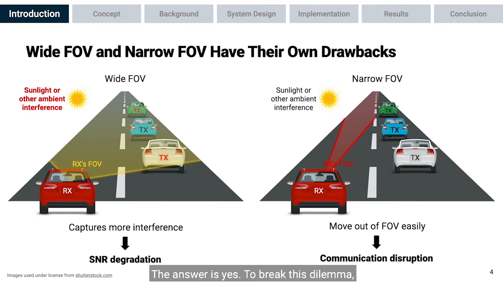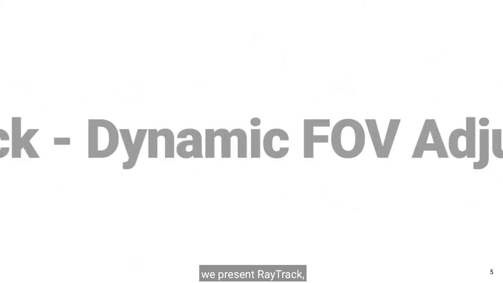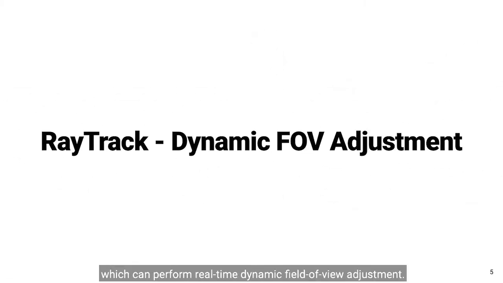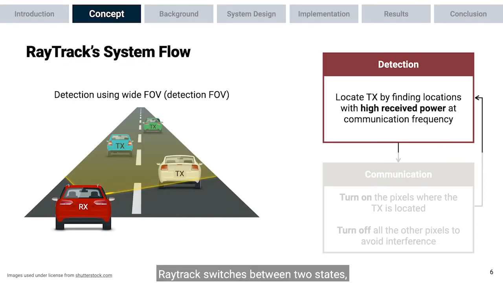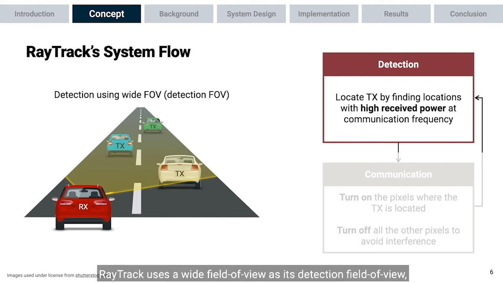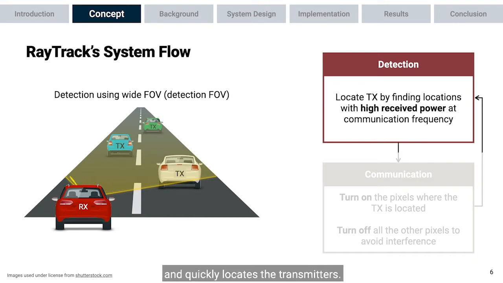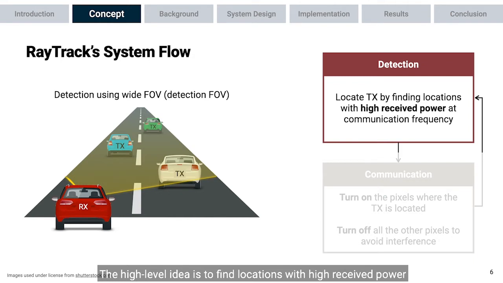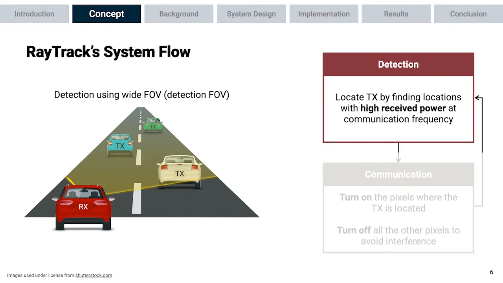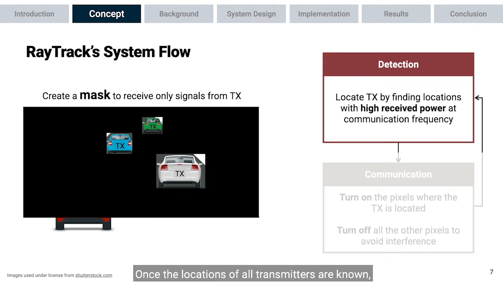The answer is yes. To break this dilemma, we present RayTrack, which can perform real-time dynamic field of view adjustment. RayTrack switches between two states, detection and communication states. In detection state, RayTrack uses a wide field of view as its detection field of view, and quickly locates the transmitters. The high-level idea is to find locations with high receive power at communication frequency from the detection field of view. Once the locations of the transmitters are known, RayTrack switches to communication state.